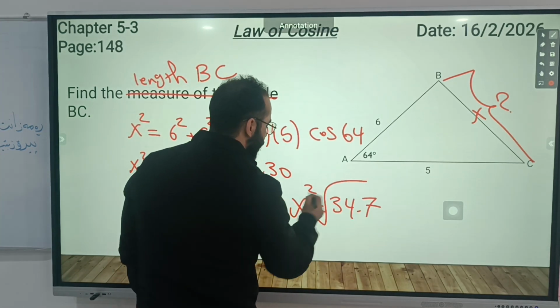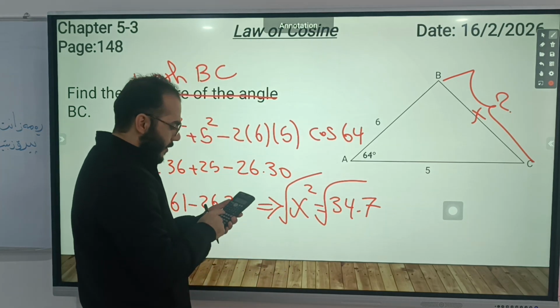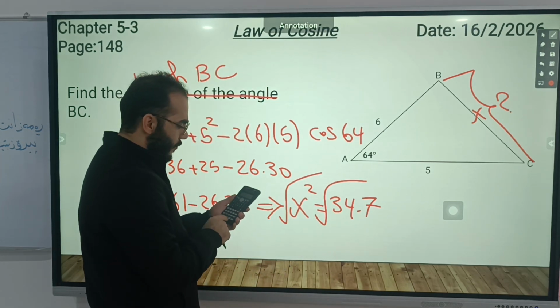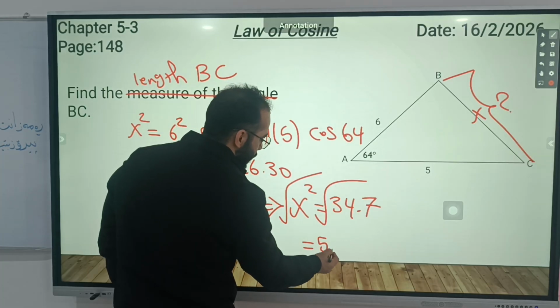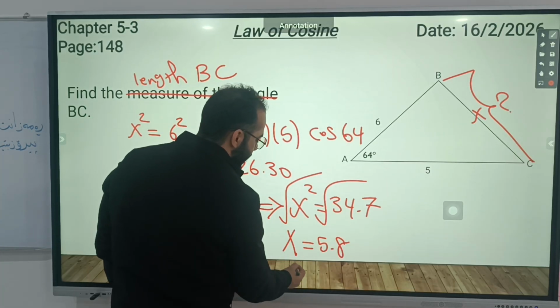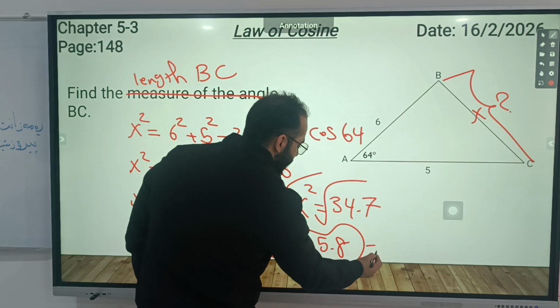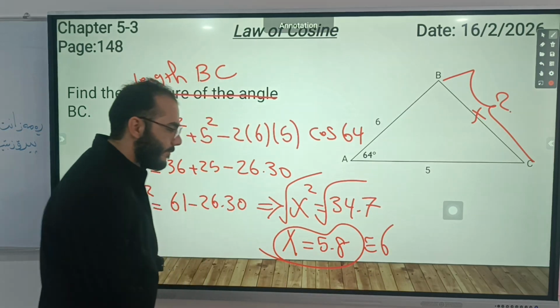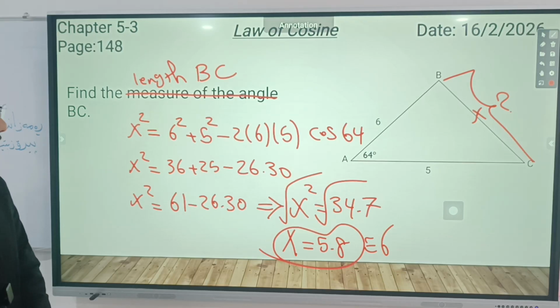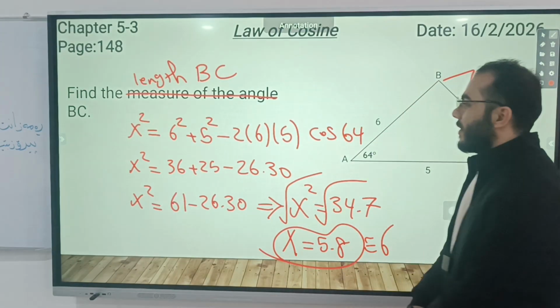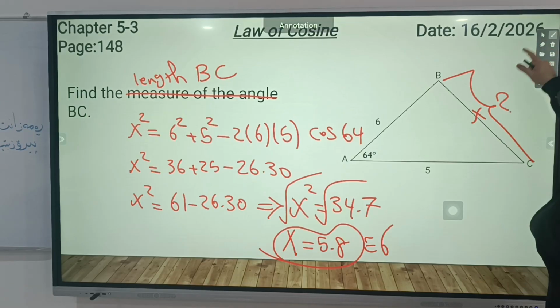Take the square root to kill that square, it equals 5.8, which means x equals 5.8, approximately 6. This is how we deal with such a question by using the law of cosine. I hope that till now the things are understandable.